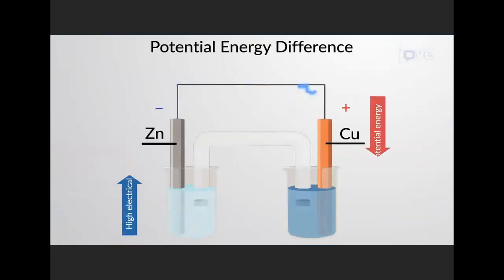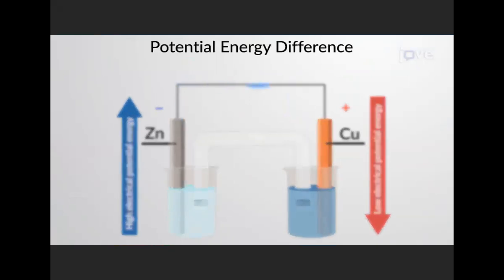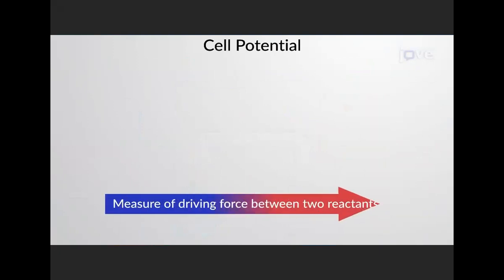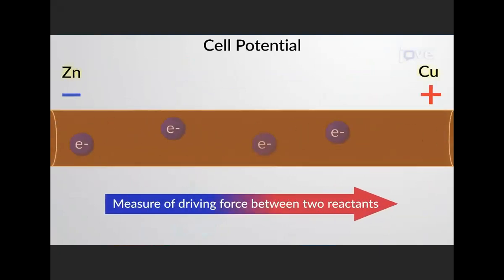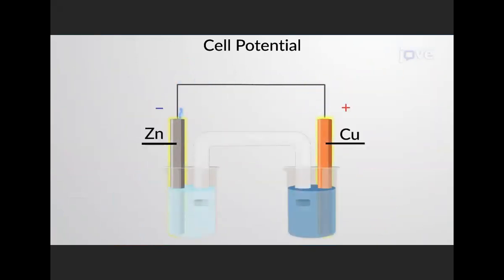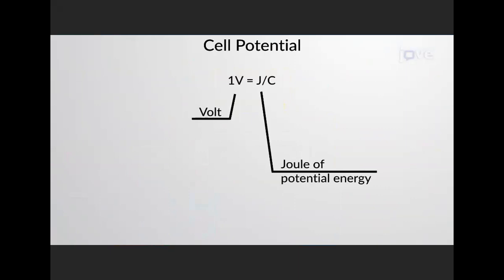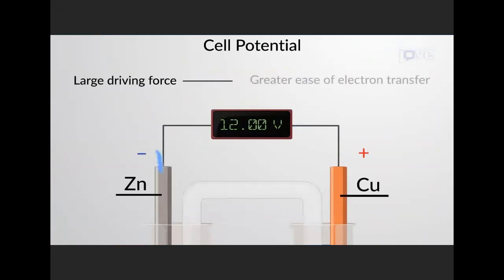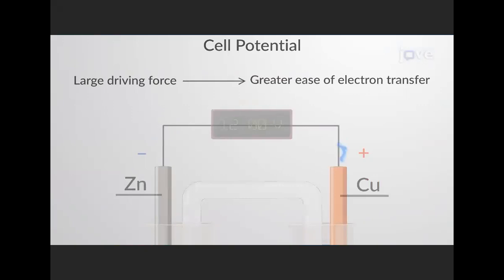The difference in electrical potential energy is described by the terms potential difference, electromotive force, or cell potential. The cell potential is a measure of the driving force between two reactants and the tendency for electron transfer. The cell potential of two isolated reactants is measured with a voltmeter, which is read in cell voltage. 1 volt correlates to 1 joule of potential energy per 1 coulomb of electrical charge. A high cell potential indicates a large driving force and greater ease of electron transfer.